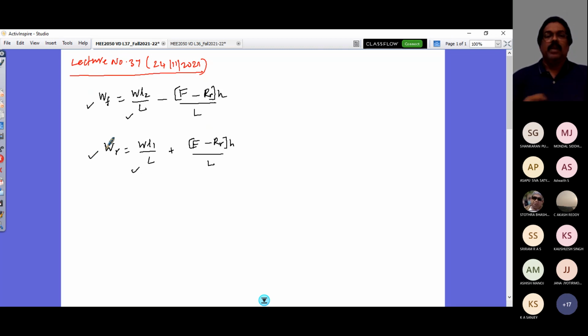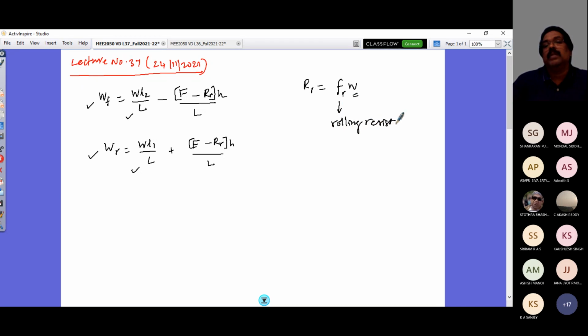Right. So now to get your maximum tractive effort in terms of vehicle parameters, I'm going to replace the rolling resistance force by the expression Fr into W, because the rolling resistance depends upon many factors. One important factor is the normal load, and this Fr is what is called the rolling resistance coefficient.